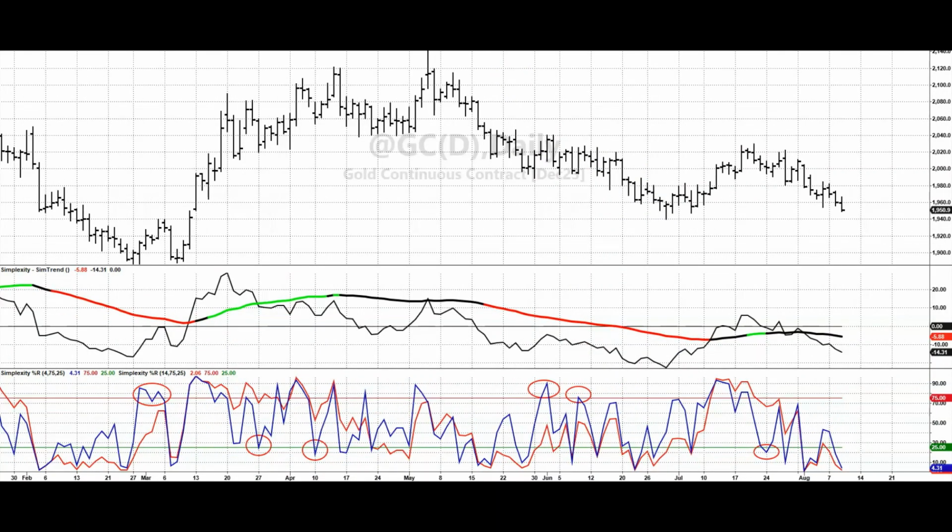Here's an example from the gold market. We have a downtrend. Remember, in downtrends, we look for sell signals. Sell signals are when the markets are overbought. Uptrend, we look for buy signals. Downtrend, sell signals. And here's two great sell signals here in the middle of this trend, which ended up being very good trades.